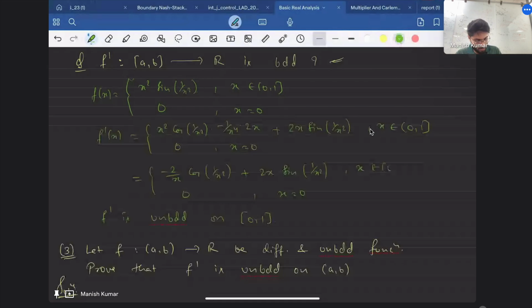Okay, so let's move to this problem. Here the function is given to be differentiable and unbounded. So you have to prove that the derivative is also unbounded.